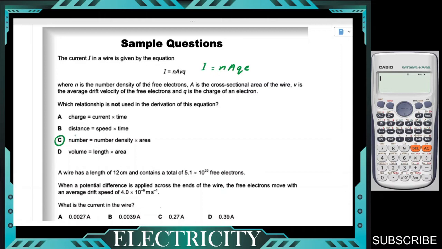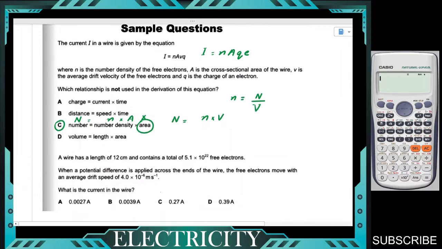Because this formula reads number, capital N, equals number density, small n, times area, which is incorrect. The actual formula was number equals number density times volume, because we said number density equals the number of charge carriers per unit volume. So it was volume over here, not the area. That was the problematic part in this one.